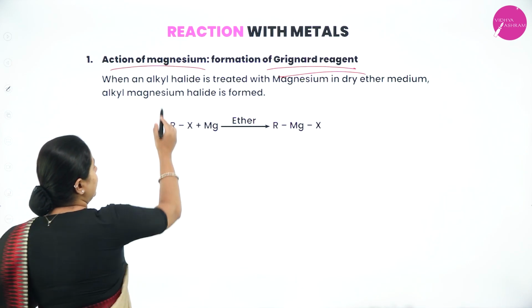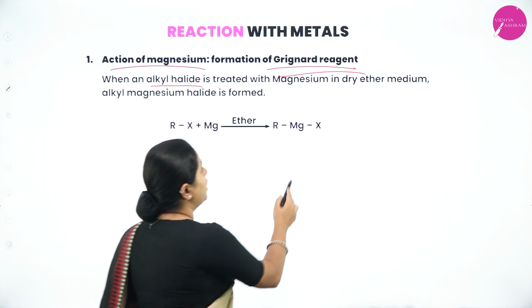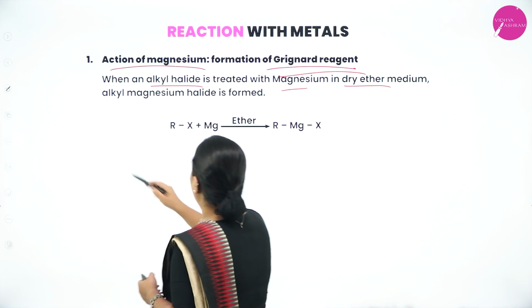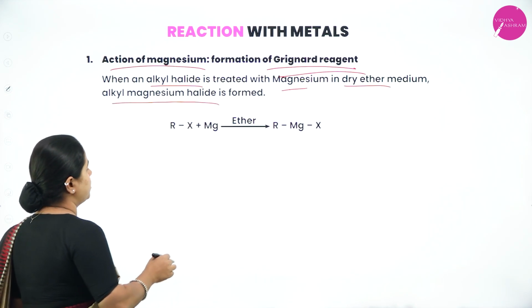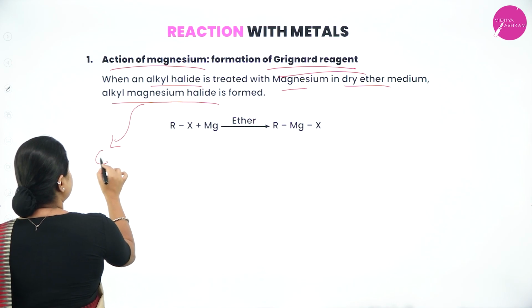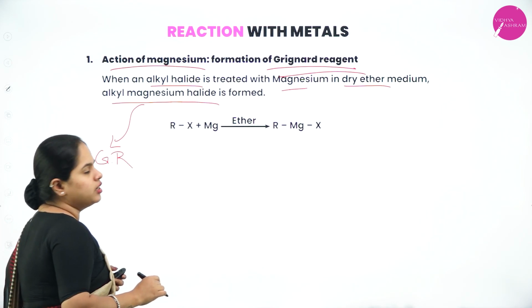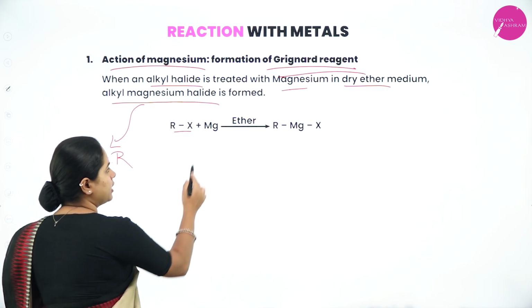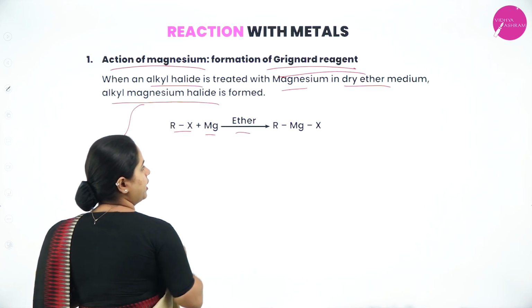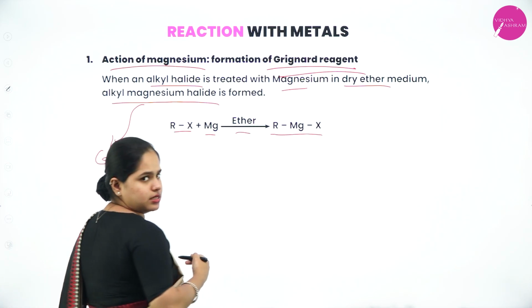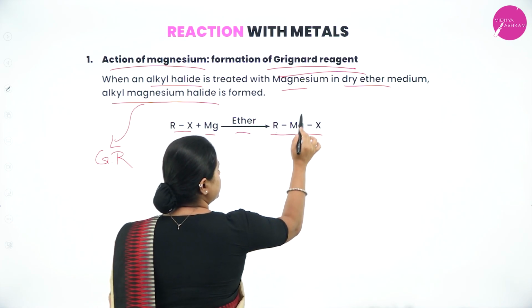When an alkyl halide is treated with magnesium in presence of dry ether, alkyl magnesium halide is formed. This alkyl magnesium halide itself is called Grignard reagent. As you can see here, alkyl halide is taken in presence of magnesium and dry ether, RMgX. This is called alkyl magnesium halide.